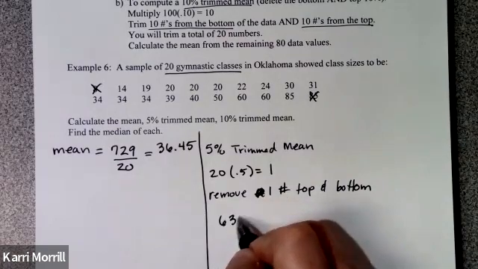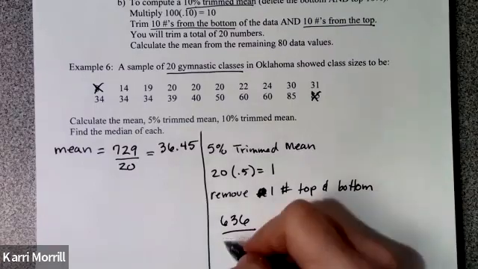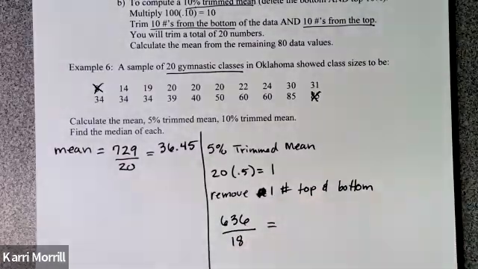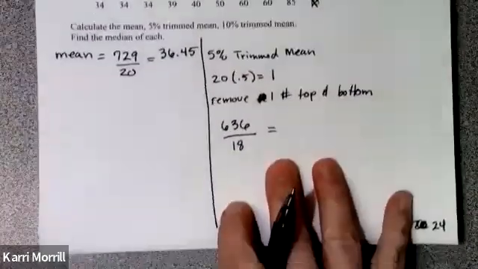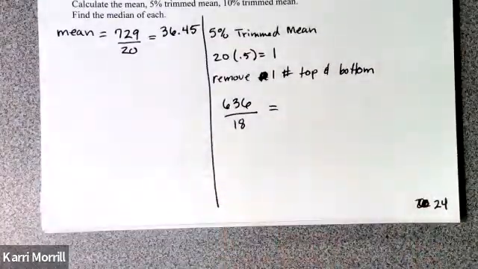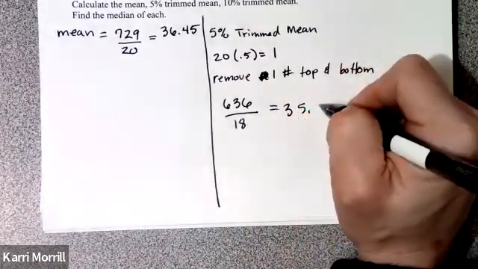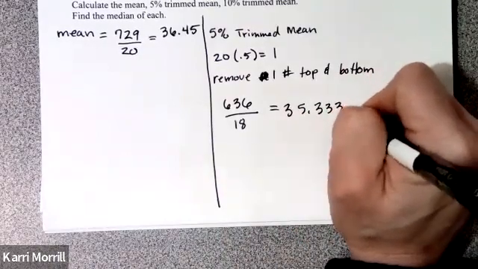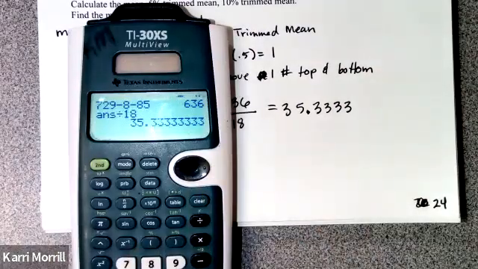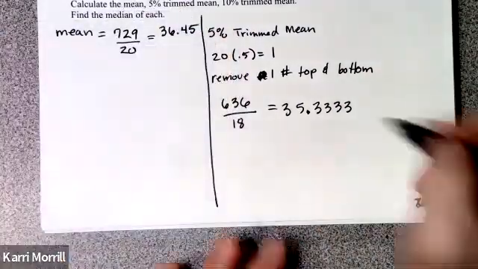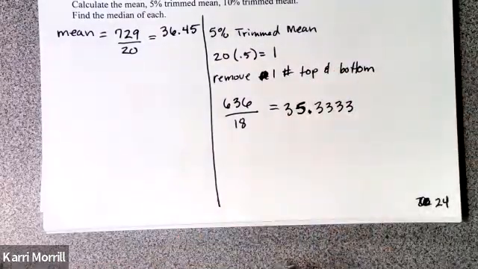So we take 636, and now if you trimmed one from the top and the bottom, there's only 18 digits, right? So you'd need to subtract 2 from the total number that you did have. And so once you get that, you'll divide by 18 and you'll get 35 point, and we'll go ahead and round to 4 digits. So we would just stop at 3 because the 3 is repeating forever and ever. And so we would keep 3 the same, making that 35.3333.